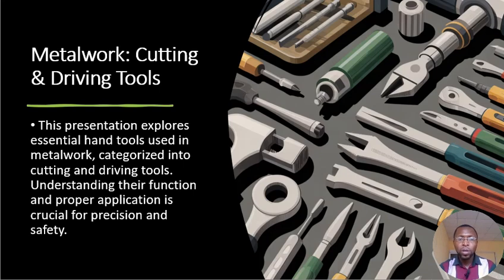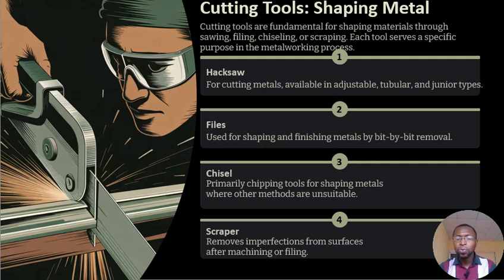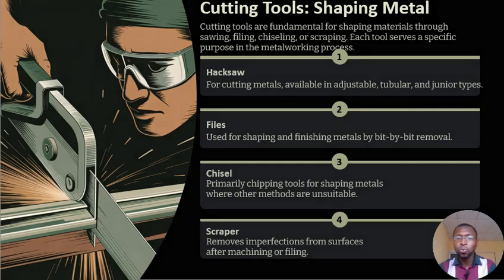Okay, so let's start with the cutting tools. The cutting tools are shaping tools. They are fundamental for shaping materials through sawing, filing, chiseling, or scraping. Each of these tools serves a specific purpose in the process of metal working. So some of them are the axle, we have the files, we have the chisel, we have the scrapers.